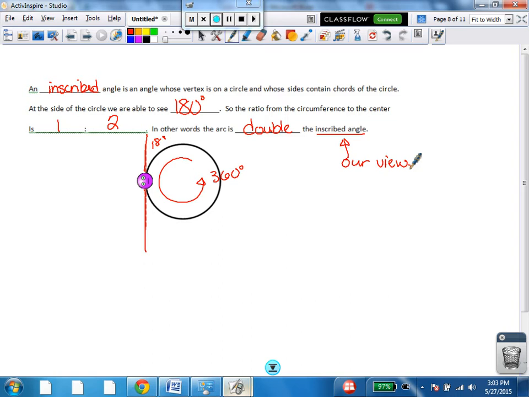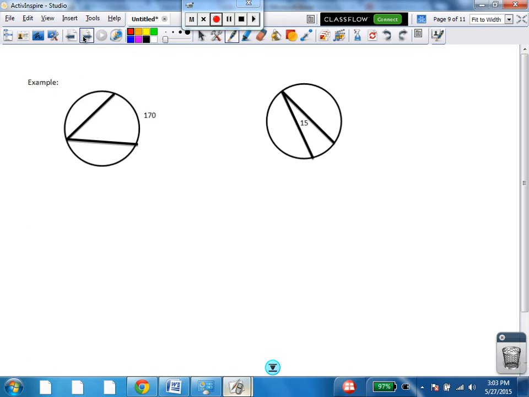So let's try an example. Let's actually start with the second one. I'm standing right here, and I'm looking out. My viewpoint is 15 degrees. However, considering the whole circle, we said it was 1 to 2, it gets doubled. So the degrees of this arc is actually 30 degrees.